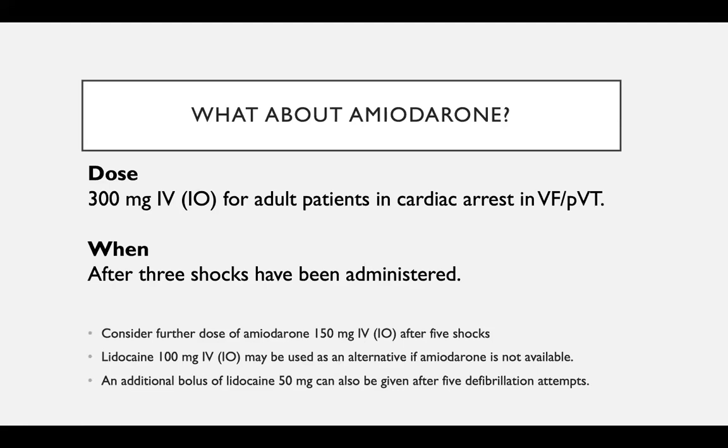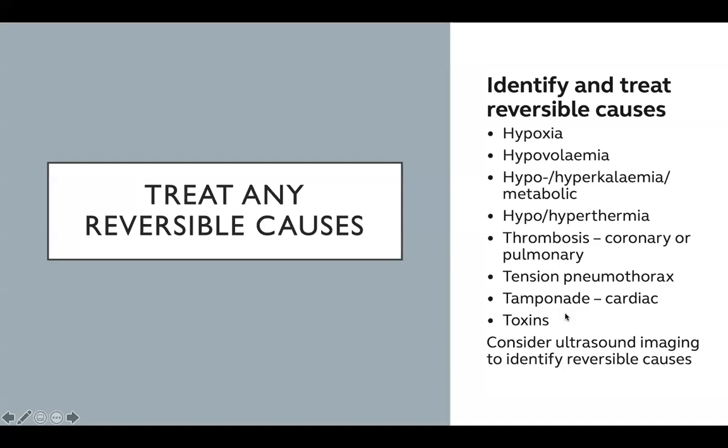And they also say that if amiodarone is not available, we should consider using 100 milligrams of IV lidocaine and a further dose of 50 milligrams of IV lidocaine after 5 defibrillation attempts. So remember, this is only in the shockable patients. So amiodarone or lidocaine are only to be used in your patients who have VF or pulseless VT, not for your patients with asystole or pulseless electrical activity. But lidocaine, which is much more readily available to us here, is an alternative to amiodarone if it's not available.